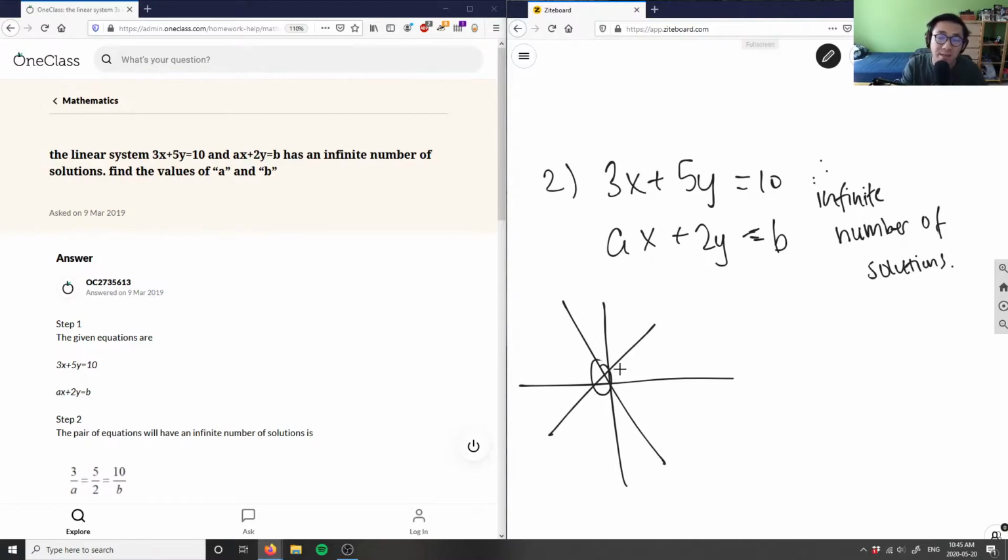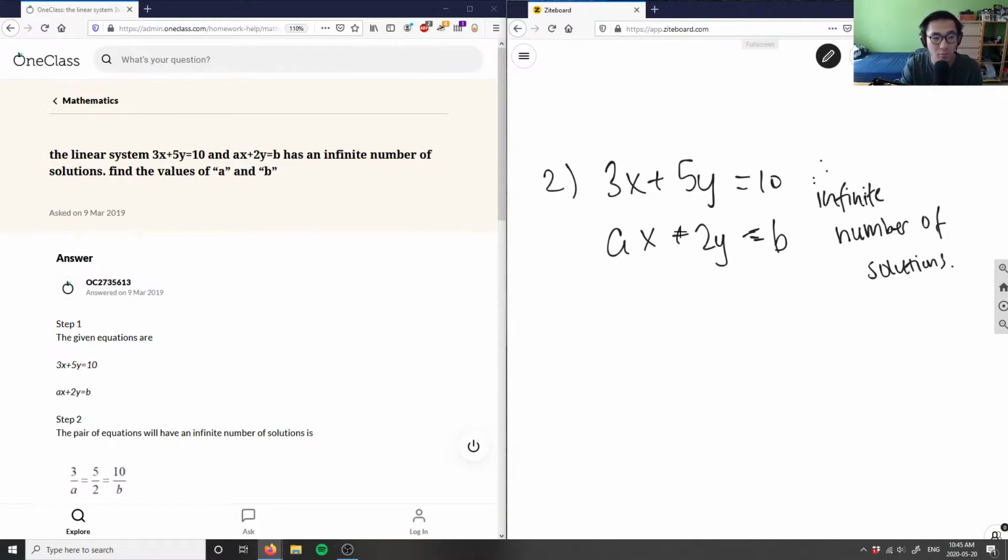So whenever there's an infinite number of solutions, I am talking about one line and another line basically right on top of this singular line here. So I have two lines on top of each other, which will give me an infinite amount of solutions. So in order for us to figure out that this is going to be an infinite amount of solutions, I have to make both of these equations equal to each other.